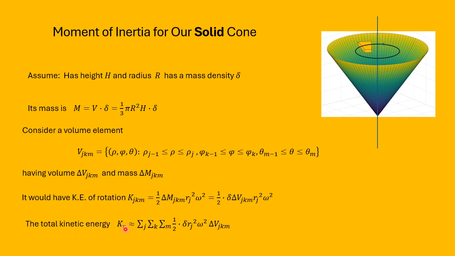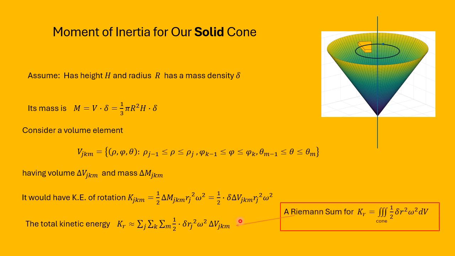So the total kinetic energy, K sub r, is the sum over j, k, and m of these kinetic energies of these wedges. We're adding up the kinetic energy of all those wedges, and we get an approximation to the total rotational kinetic energy of that cone. If we look at this, we notice that it is a Riemann sum for this triple integral: the triple integral over the cone of 1/2 delta r squared omega squared dV. And what we then have to do is figure out how to write this triple integral over that cone using spherical coordinates.